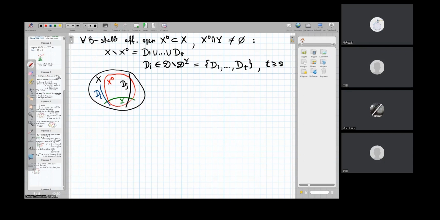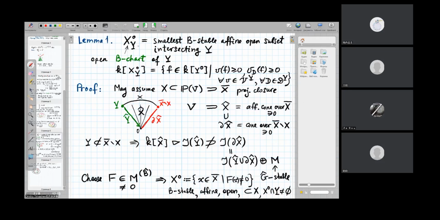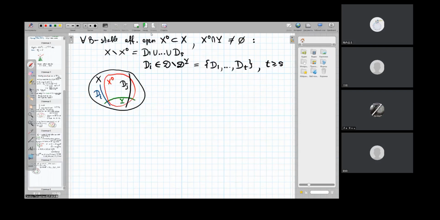And if we want to pass to this X_Y naught, then we have to remove these colors from the picture. We have to remove the colors DJ from X naught, and what will be left? It will be X_Y naught.